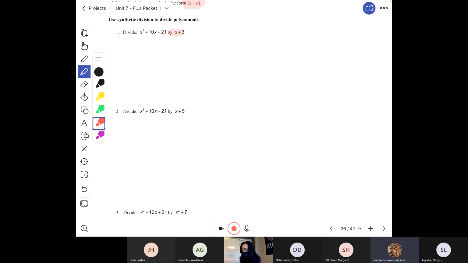I can use it. What about the second one? Yes, I can. What about the third one? No, that is not a linear binomial, so I would not be able to use synthetic division. I would not be able to use synthetic division on the third example because it's a quadratic binomial, and it can only be used if you're dividing by a linear binomial.